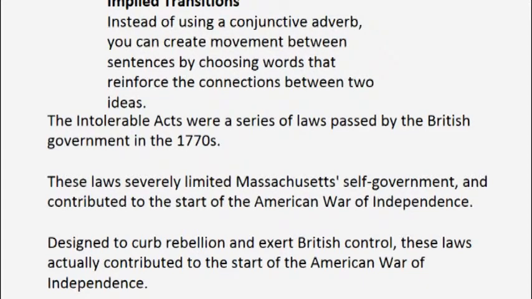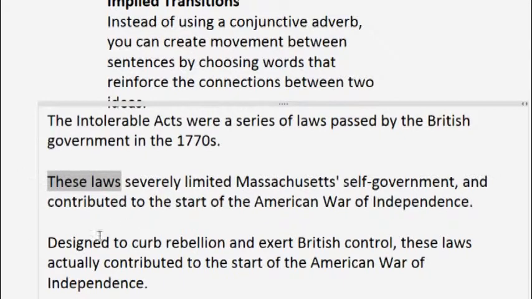They both make sense. And I just want you to pay attention to how the implied transitions connect these ideas. So if we take a look at the first one, "These laws severely limited Massachusetts self-government and contributed to the start of the American War of Independence." Well, my implied transition is actually this little phrase, "these laws." Because what this phrase does is it connects this sentence with the sentence before, right? Simply by using "these," I'm clearly referring to the laws that came before. And see how it unifies those two sentences and kind of brings them together.